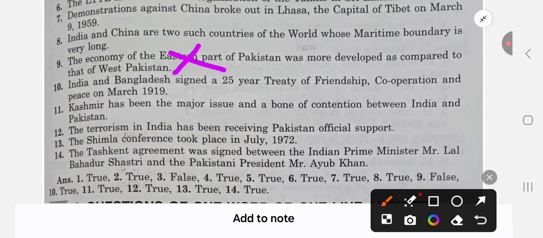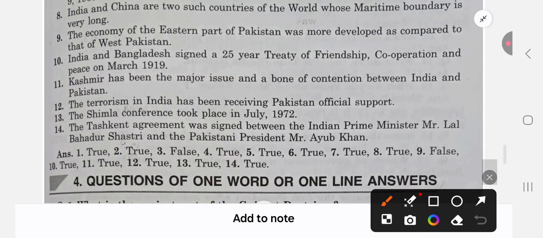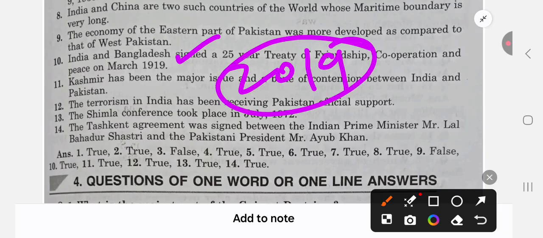India and Bangladesh signed a 25-year treaty of friendship, cooperation and peace in March 1919. It is not true. Bangladesh was not formed then. Yes, in 2019 it is. Okay, check it. It is 2019 or 1919.